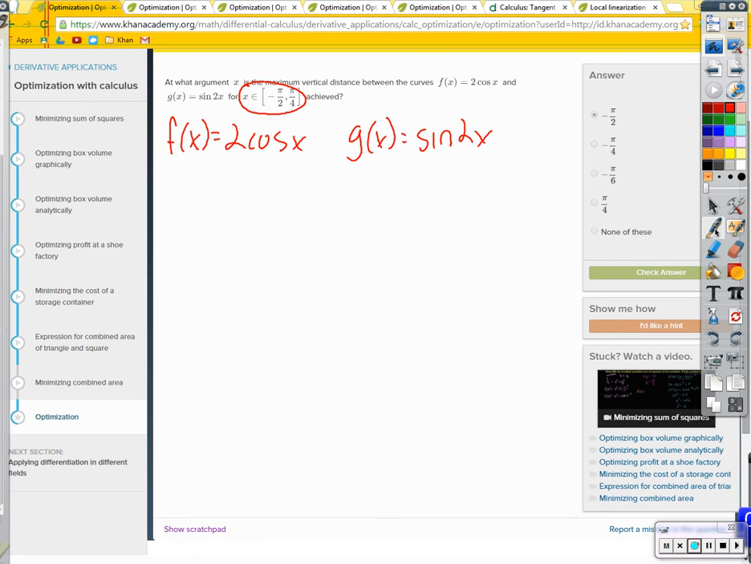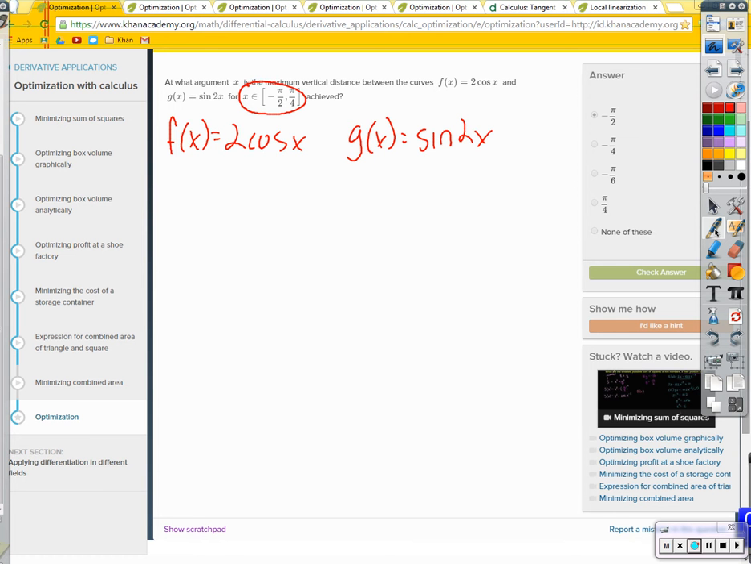If we were to find the most or the least or the fastest or the slowest or the greatest or the smallest, we're finding an optimal value. The first thing we need to do is write an equation, the output of which is the thing that we want to find the maximum or minimum of. Does that make sense?